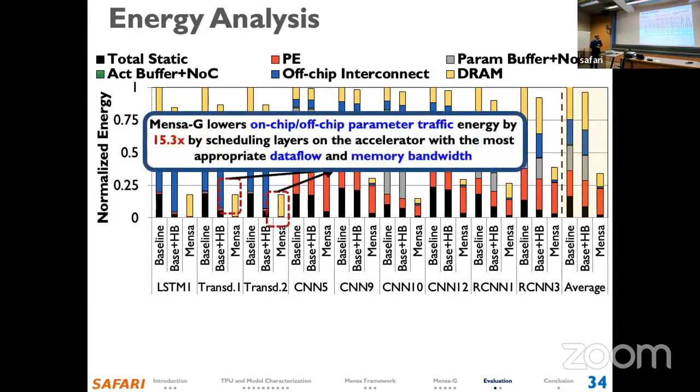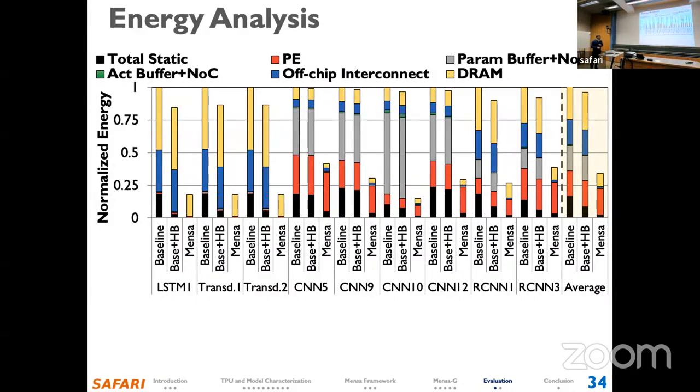Here in this plot, we have the normalized energy consumed. The values are normalized to the baseline TPU accelerator, broken down into each of the components of the accelerator: the static energy, the processing element array energy, the DRAM energy, off-chip interconnects, and buffers. On the x-axis, we have some of the layers. This is a summary, because in the paper we have 24 of those layers, so the plots would be too large. But this is representative across all of those classes.